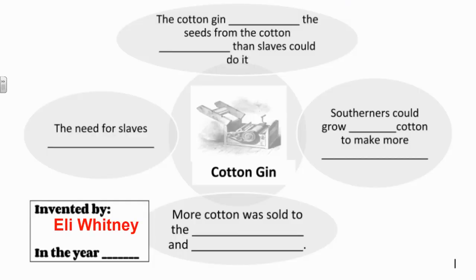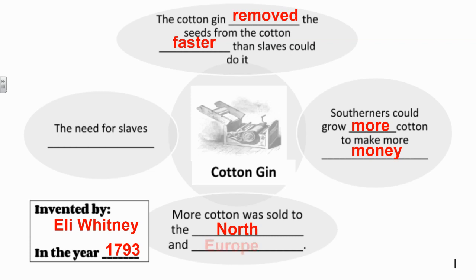And so this cotton gin invented by Eli Whitney in 1793, if we kind of follow the pathway, the cotton gin removed the seeds from the cotton so much faster than the slaves could do it. And so now Southerners can grow more cotton to make more money. It's all about the cash crops, the money-making crops. So now more cotton was being able to be sold to the north, where the factories are, and of course to Europe, where the factories are. And because of this, the need for slaves increased.